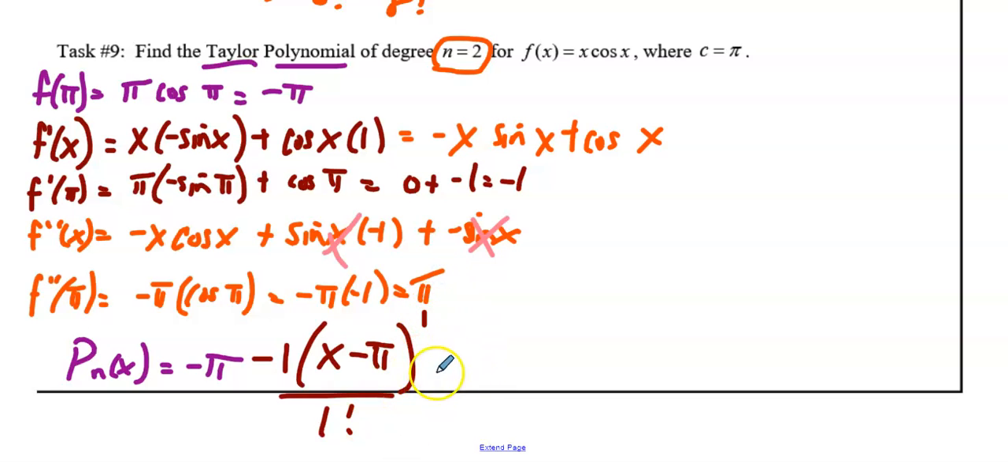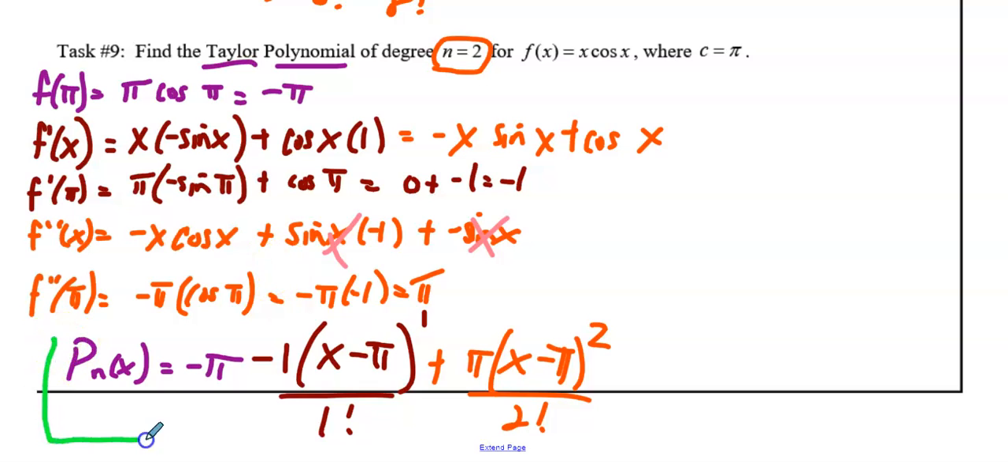So our last term is going to be plus our f double prime of c, which is pi, and then it's going to be x minus pi squared all over 2 factorial. And so this is going to be our answer. And that is what we're going to say.